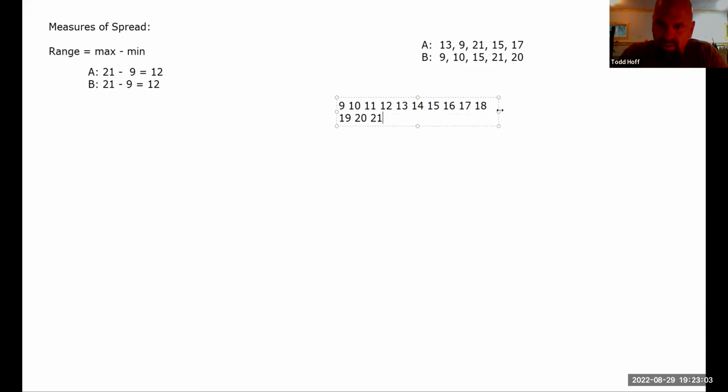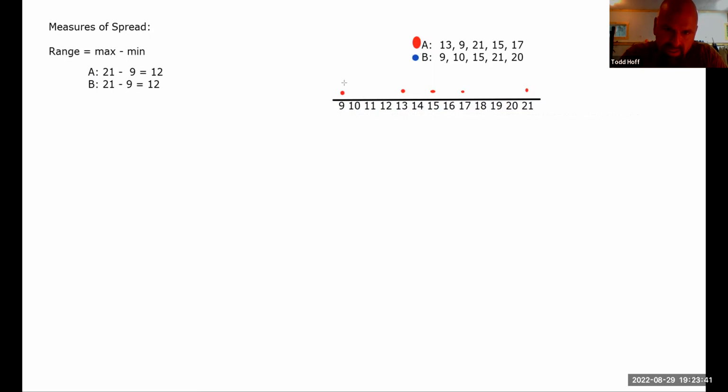So I'm going to drop my number line again, and I'm going to put data set A in red. So we've got 13, 9, 21, 15, and 17. Well, they're kind of evenly spread out along there. That's not bad. Next, I'm going to put data set B in blue.